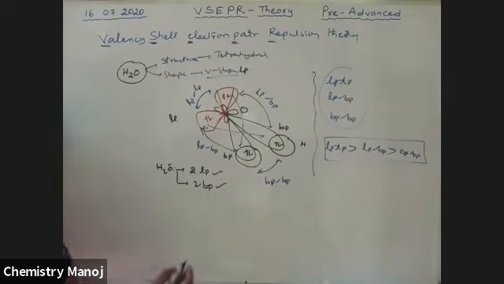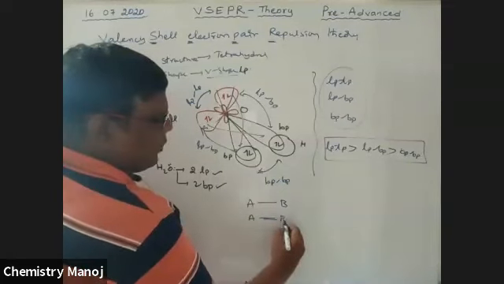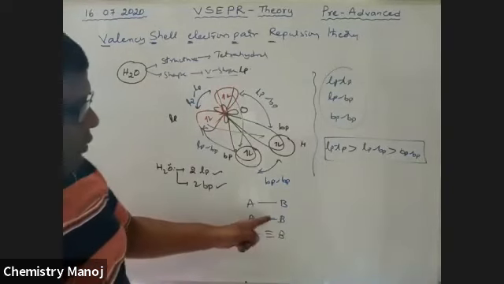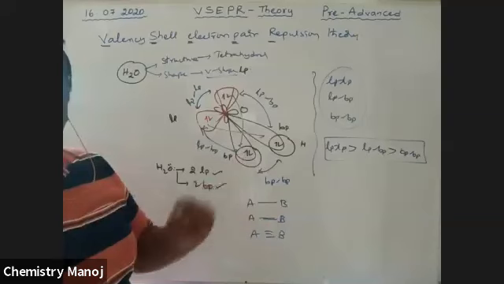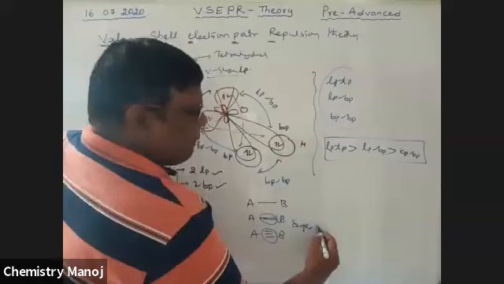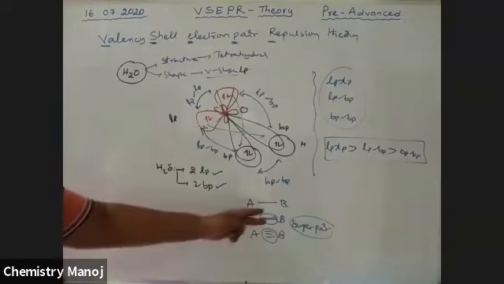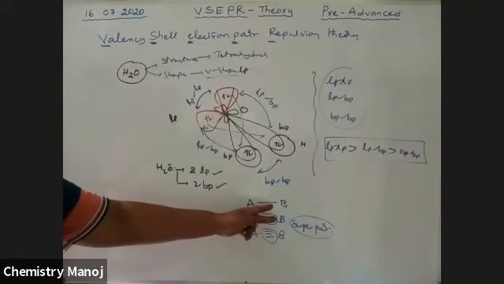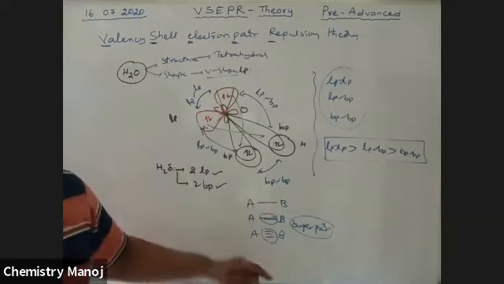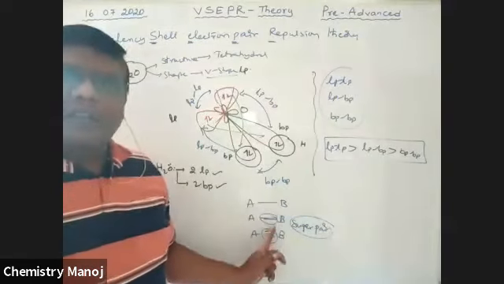Next, see my boys. Between any two atoms, there may be a single bond, or a double bond, or a triple bond. Double bond and triple bond are also considered as a single bond pair. These are called super pairs. Double bond pairs and triple bond pairs are considered as super pairs. That means two bond pairs or three bond pairs, we treat as one pair here. But those are super pairs.